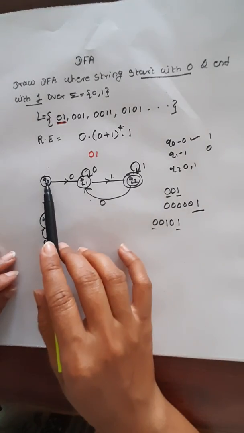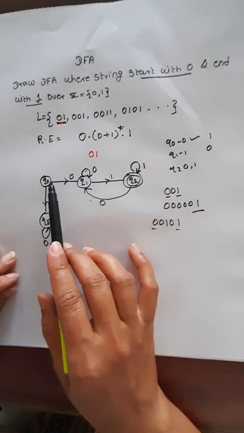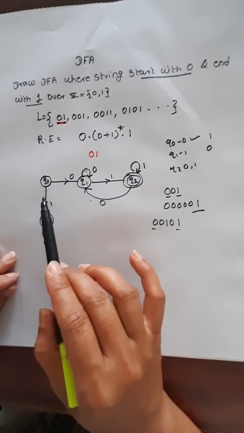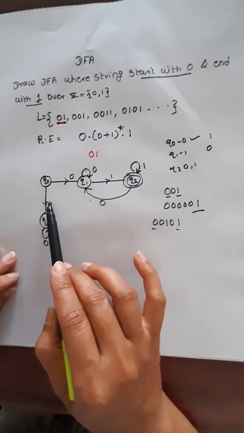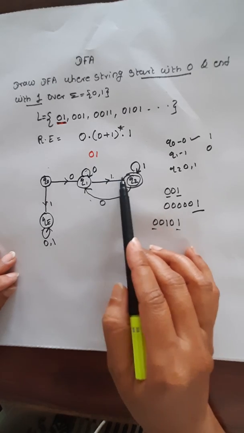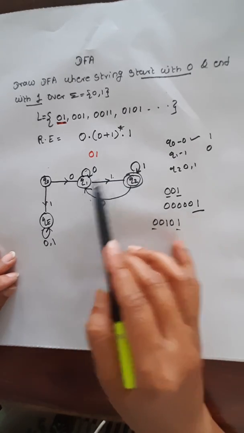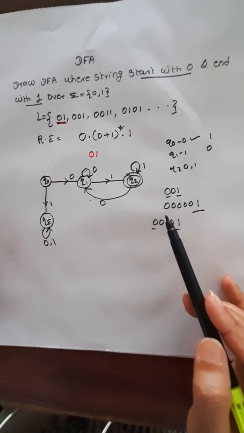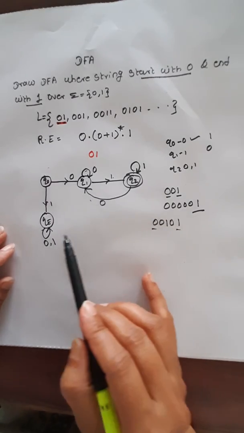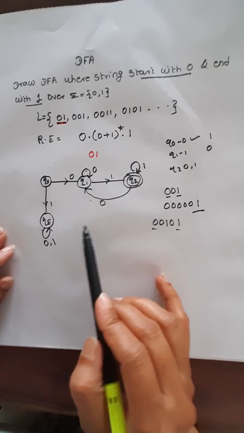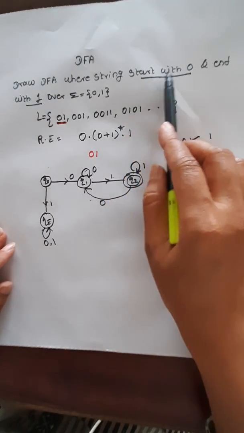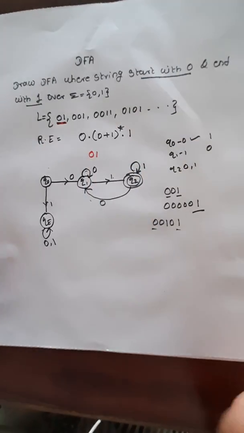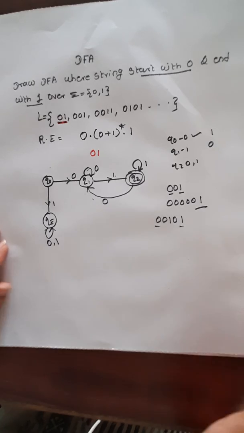So now check for each and every state, is there a transition for both input symbols? Q0 0 1 correct, Q1 0 1 correct, Q2 0 1 and error state 0 1. So yes, now your DFA is finished over here. Through this DFA, every string that starts with 0 and ends with 1 is accepted. Cleared everyone? Now write down the 5 tuple definition for the given DFA.